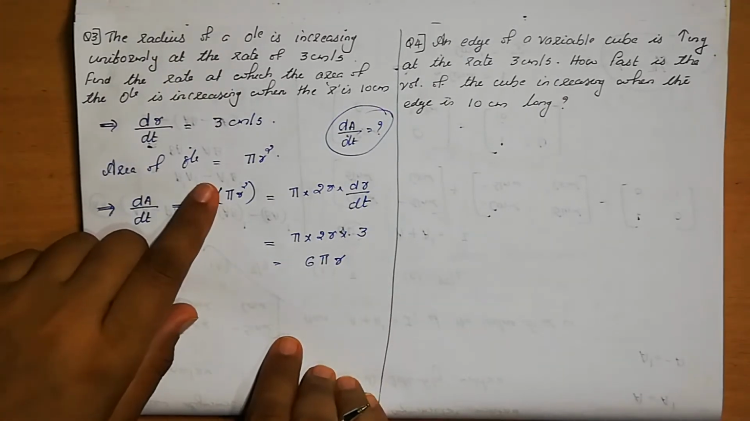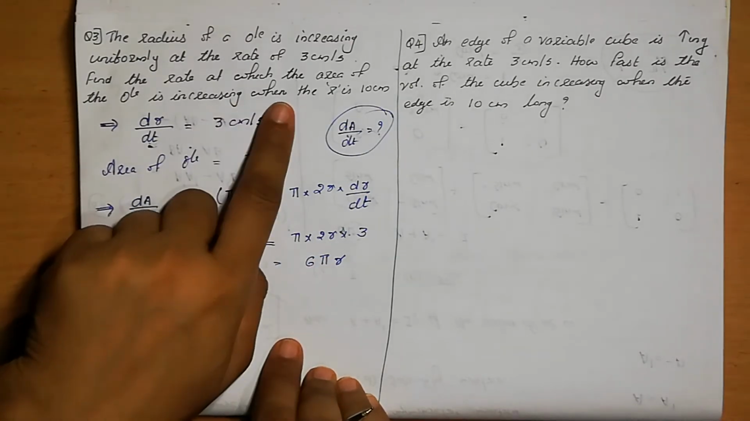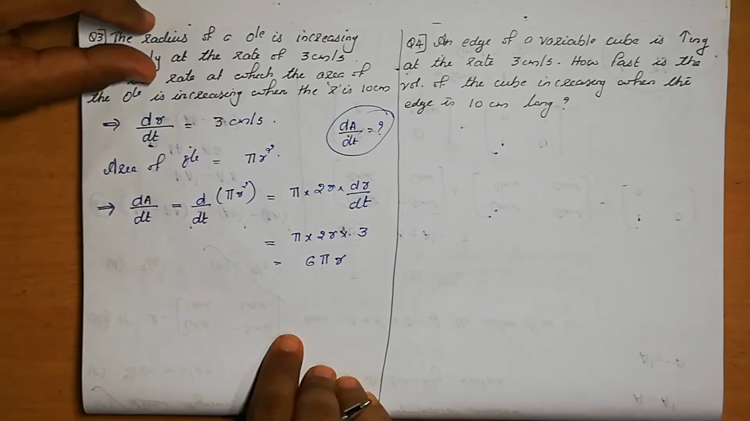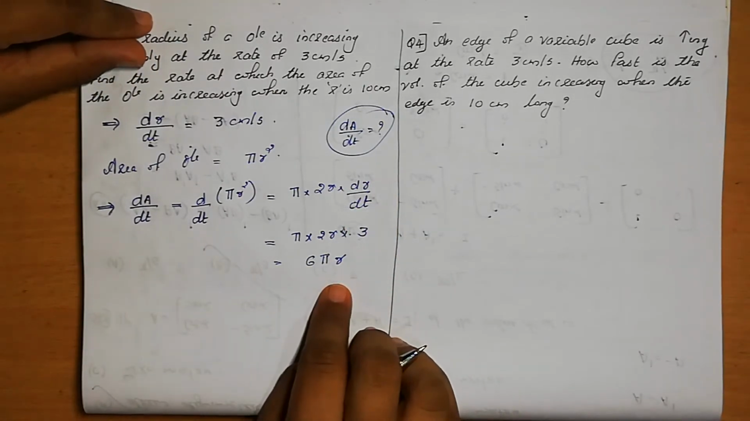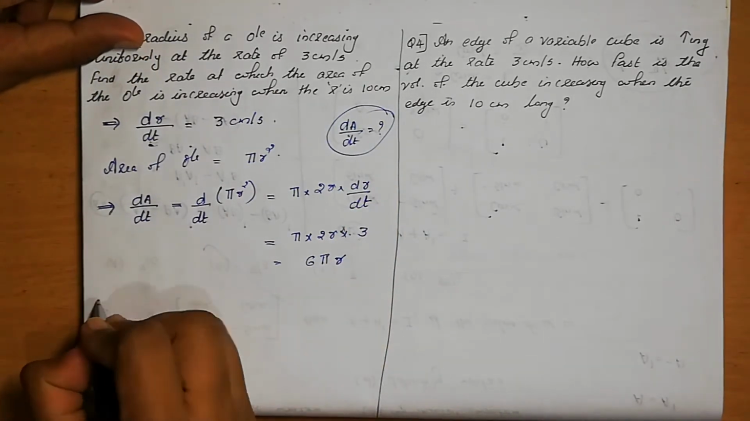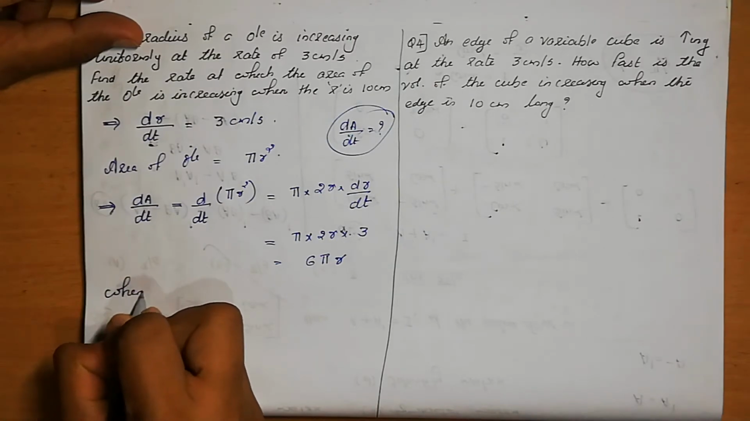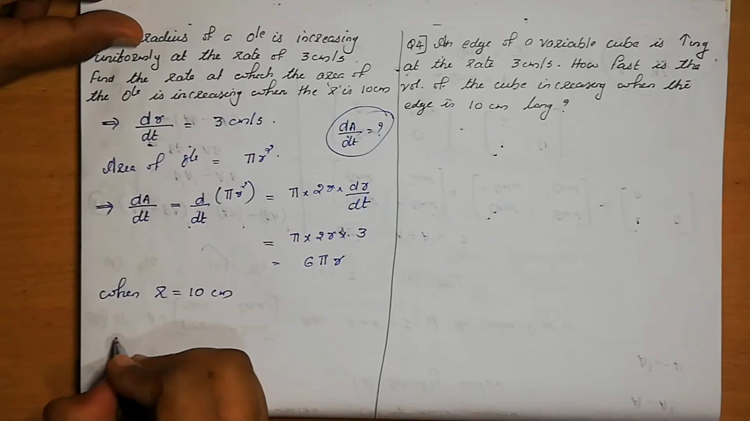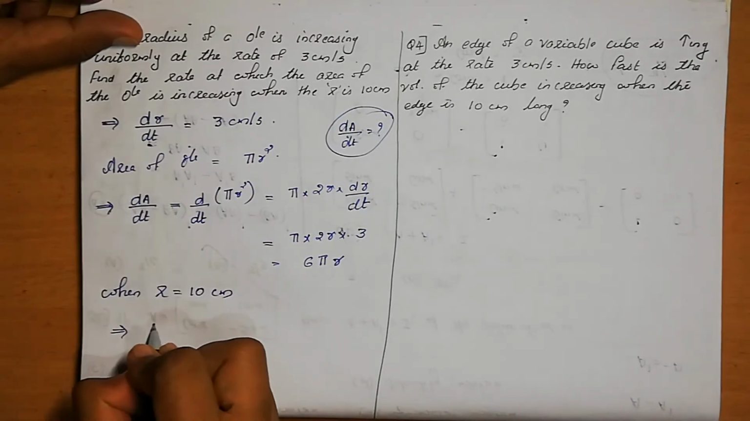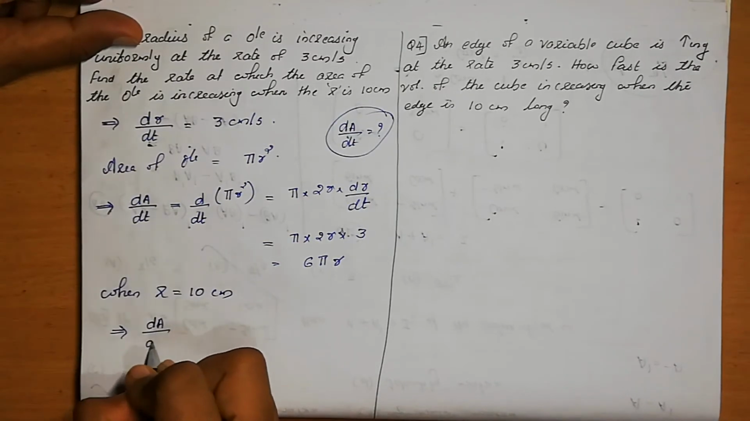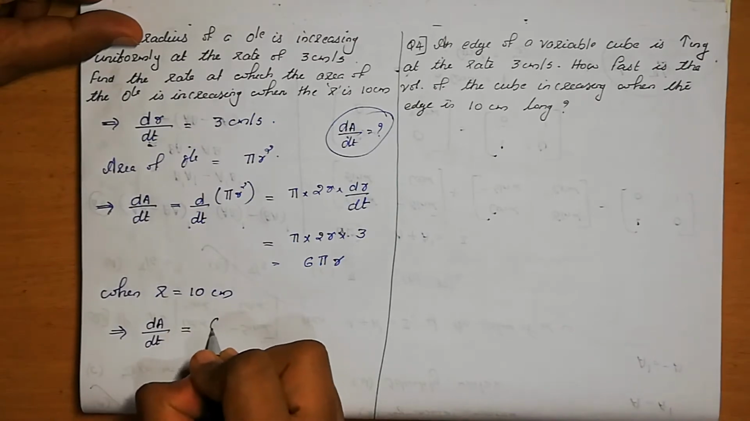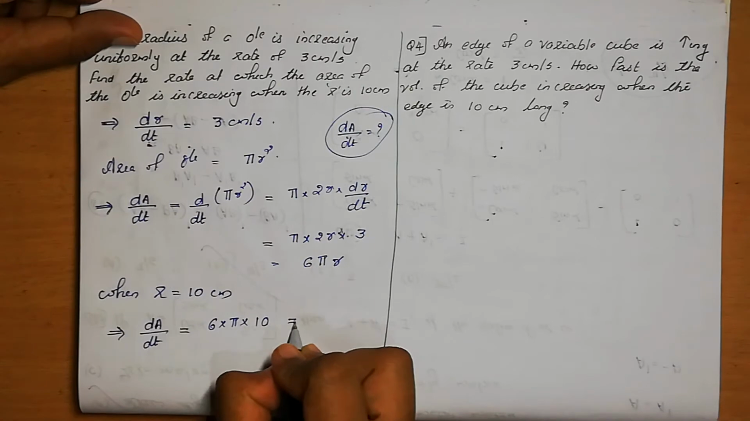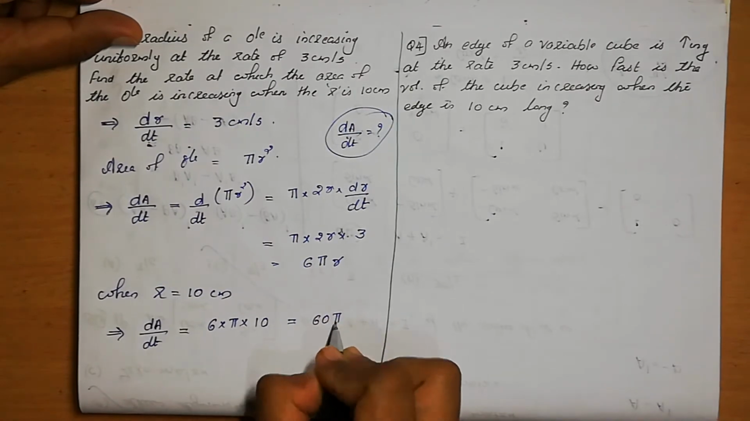So then what do we need to find out? We need to find the rate at which the area of the circle is increasing when r equals 10 centimeter. That means instead of r, what are we going to substitute? 10 centimeter, right? When r equals 10 centimeter, the rate of change of area, that means dA by dt, equals 6 into pi into r, which is 10. That means 60 pi.